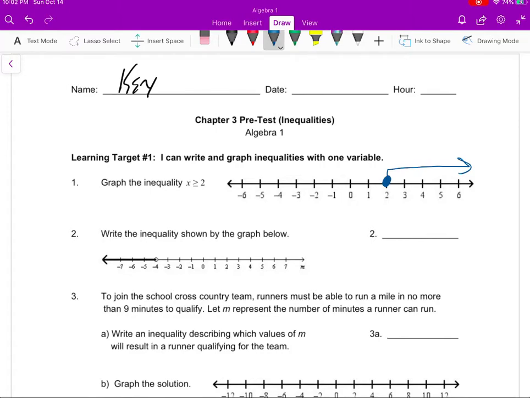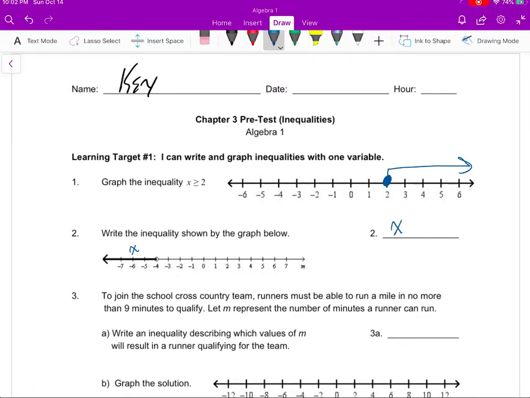Number 2, write an inequality shown by the graph below. Well, remember the graph is graphing x, what would be true, so x is less than negative 4, so I'm going to write it just like I say it, less than negative 4. It is not equal to, so I do not include the line underneath.